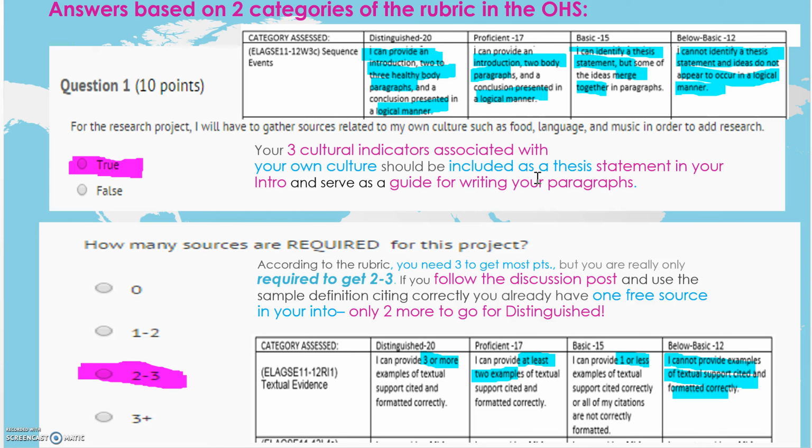So, interestingly enough, you have to have 3 things, and in this question, we have 3 things. I'll let you ponder that for a minute. Also notice in the rubric, it says that you need to provide 3 or more examples of textual evidence, but proficient will let you have at least 2. So if you want to have more, you can have more. But notice how this question asks what is required. To be proficient, what is required is at least 2. So I'll let you ponder that for a moment.